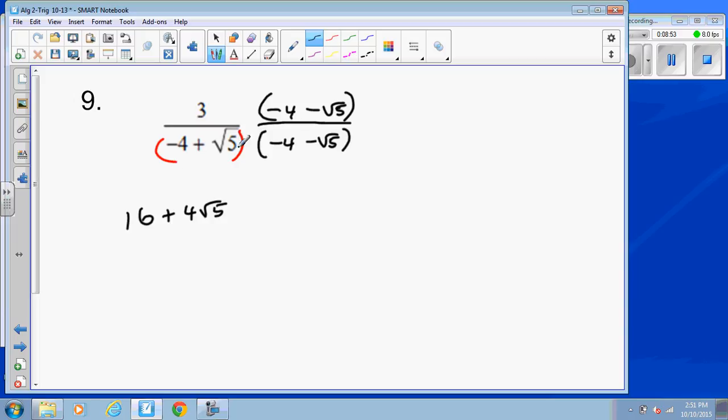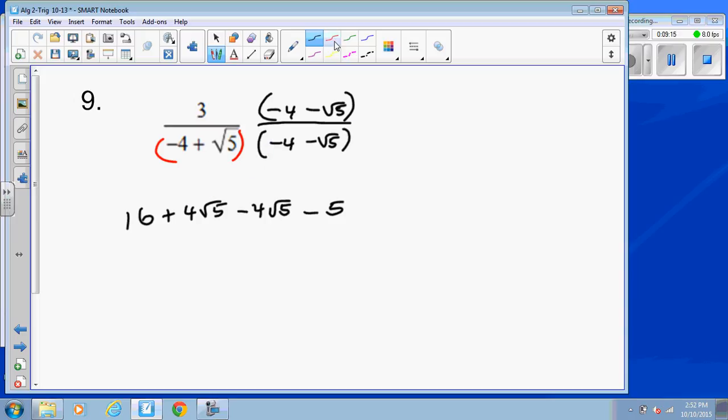And I'm done with the negative 4. Now I say square root of 5 times negative 4, which is minus 4 square root of 5. And then the last would be square root of 5 times negative square root of 5, which is minus 5. Now, it's not magic. We selected this binomial so that this would happen.